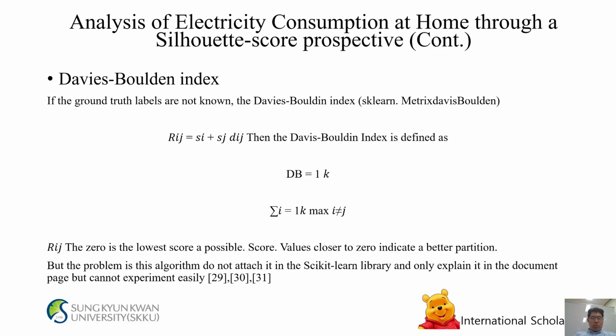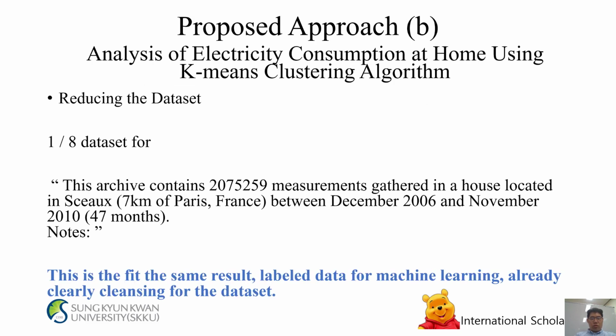A score of 0 is the lowest score possible. Score values close to 0 indicate overlapping partitions. But the problem is that this algorithm is not attached in the scikit-learn library and is only explained on the documentation page, but it cannot be explained easily. References 29, 13, and 31.